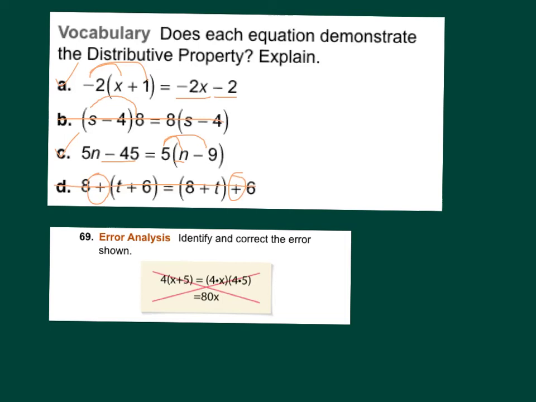Identify and correct the error shown. All right, so this one they actually solved a problem for you, and you need to find the error and correct it. All right, so they took 4 times x, got 4x, and they took 4 times 5 here. Okay, but what's in between those? It's a plus, and they put a multiplication. Okay, so it's wrong because they multiplied the two terms instead of added. So the correct answer would be 4x plus 20. Okay, and you cannot combine those because they're not like terms.